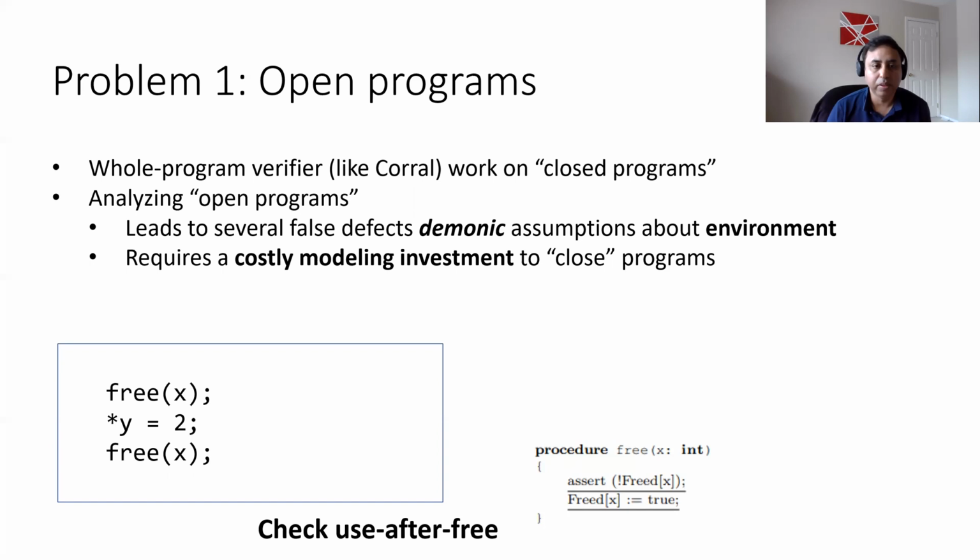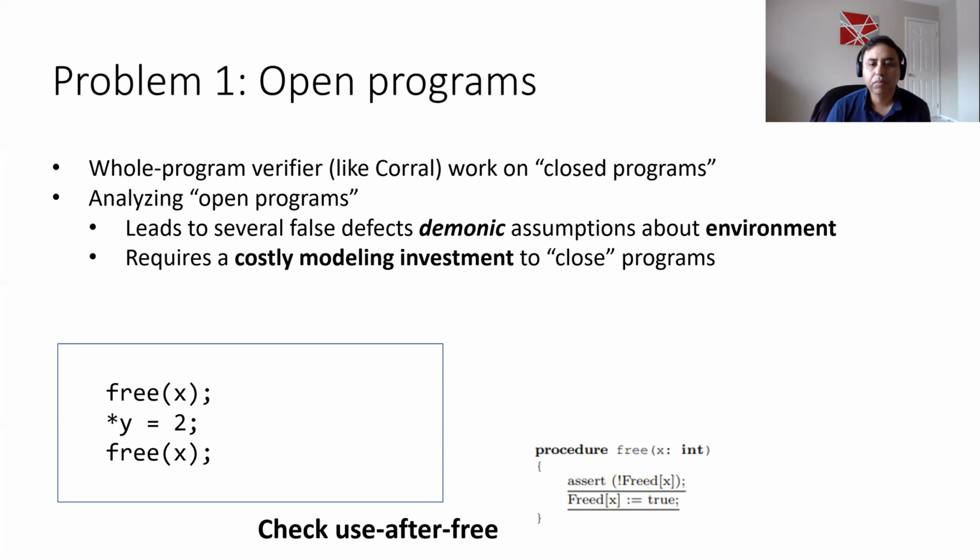So let's look at an example here. Here is an example of a use after free check on some program. It consists of 3 lines, and these 3 lines could be spread across procedures. They need not be next to each other. Let's just say we have a trace that consists of these 3 lines. The specification of free is on the side, which says X should not be freed already, so it should not be double free. And then it sets the freed bit of X to true using a map.